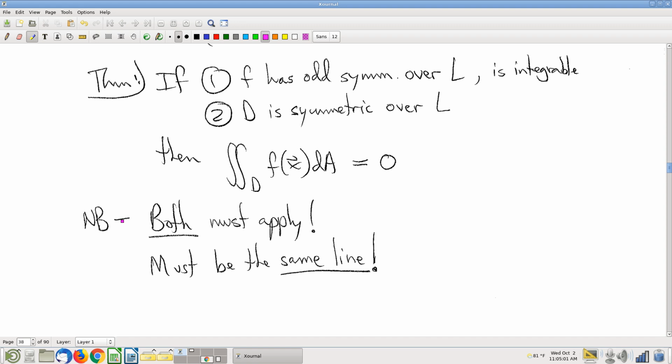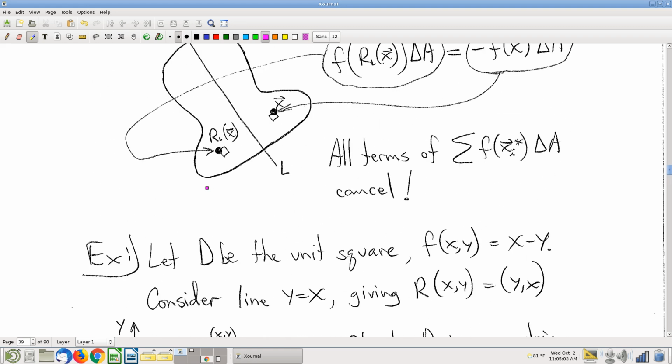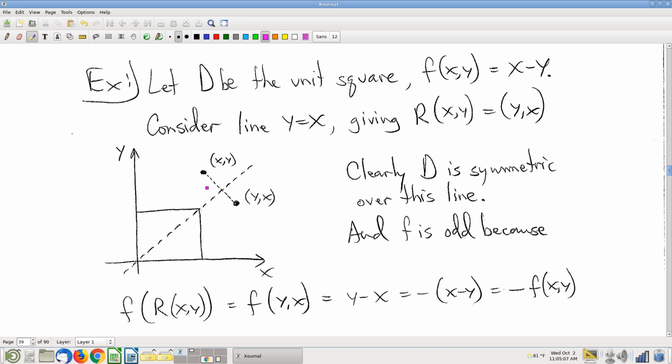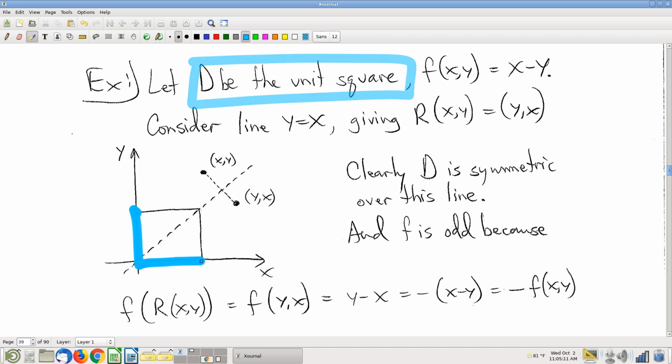So, let's see an example here. Here is a domain, the unit square. The unit square has lots of symmetries. The unit square is symmetric over that line. It's symmetric over that line. It's symmetric over that line. It is symmetric over that line. Okay, so we've got a lot of symmetry options. That's nice.